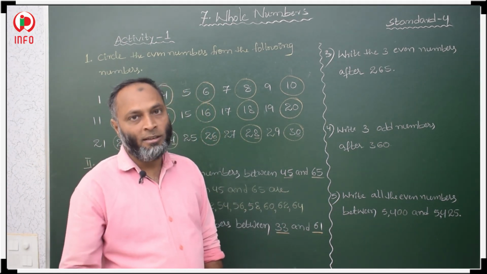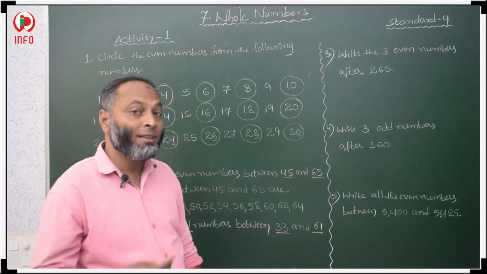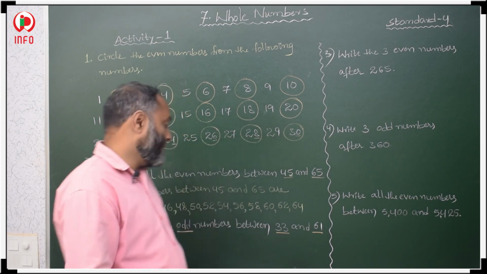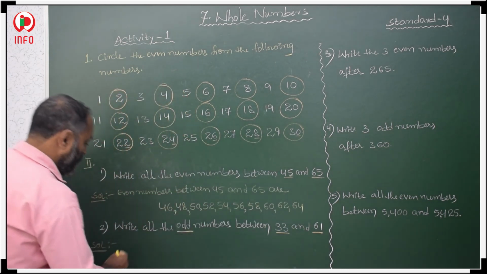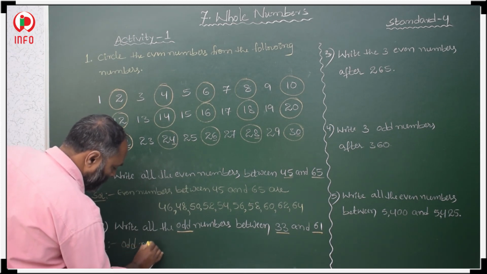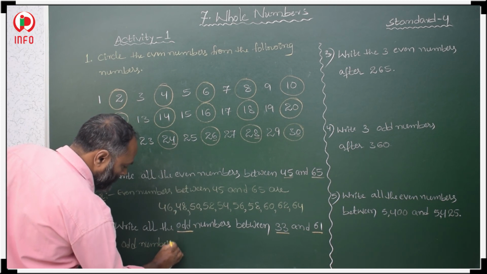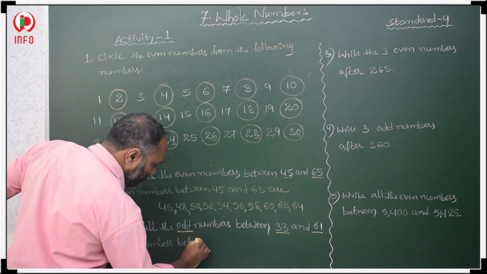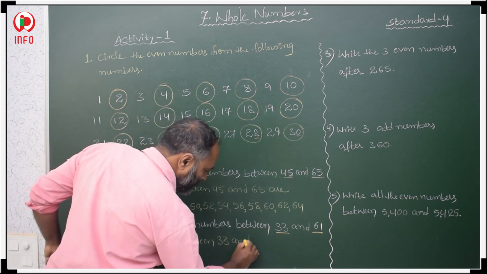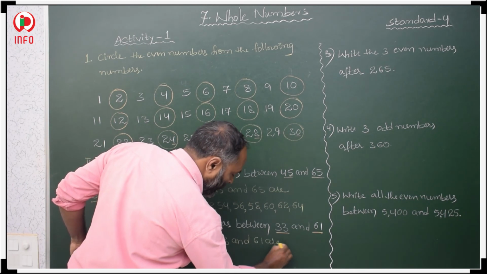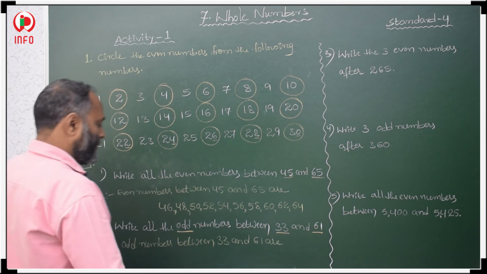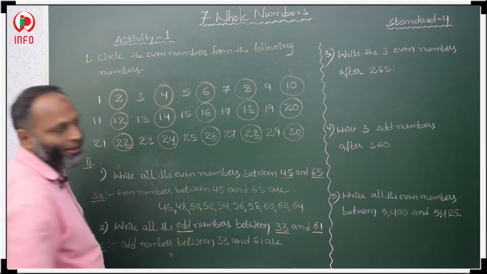34 is an even number. Then after that 35 is an odd number. So we start from an odd number because we need odd numbers. First you write here: odd numbers between 33 and 61 are odd numbers. You do not take 33. So start from 34. 34 is an even number.